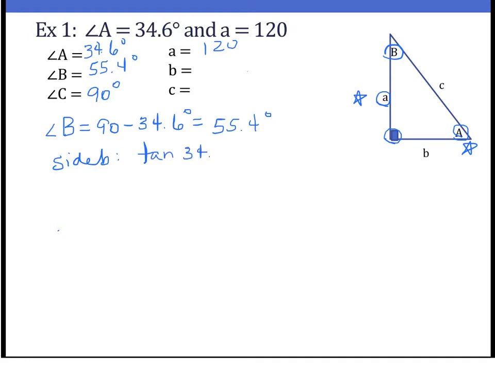So tangent of 34.6 equals A over B, so that's 120 over B. Now I'm going to multiply both sides by B, and then divide both sides by my tangent, so that gives me 120 over tangent 34.6. You can put this all onto your calculator at the same time, and it avoids a rounding error, and you'll get 173.9 for your side.